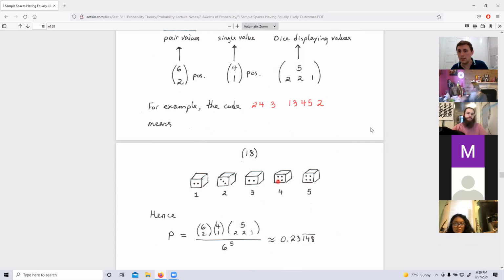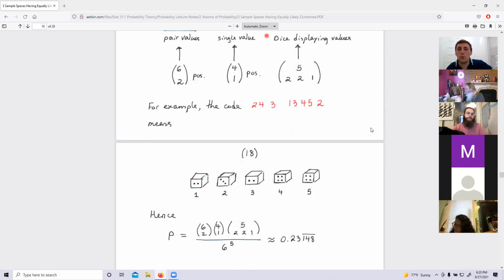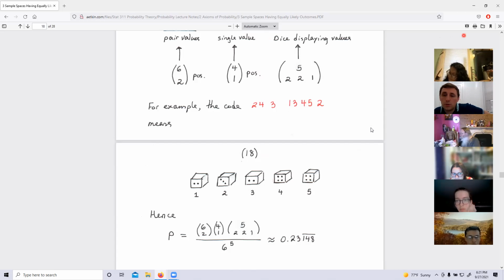Agreed? Now, how do I record that situation? So I need to know in the situation which pairs and which singleton were selected, what numbers were selected, and which die displays those numbers. Are you agreeing with me? Which dice are actually showing the numbers.